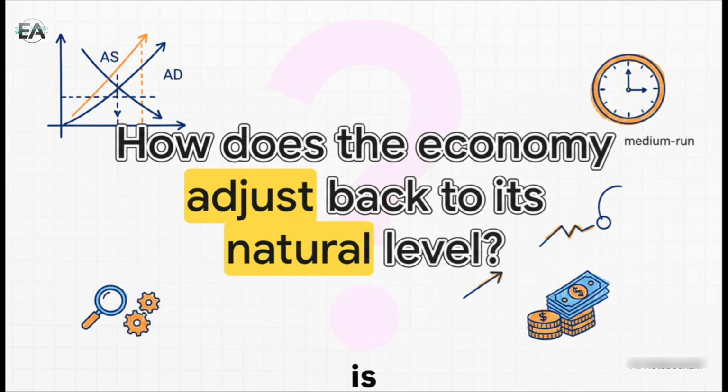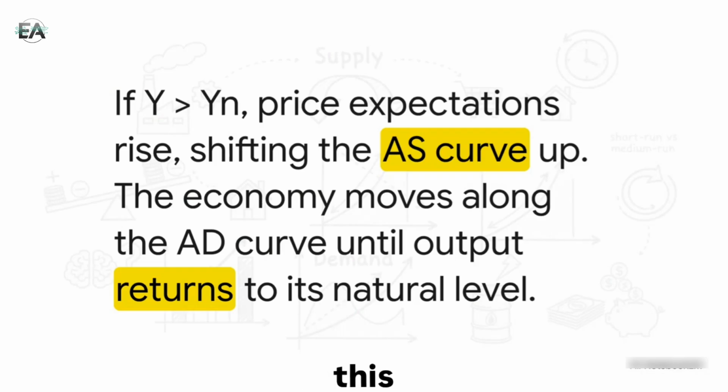Well, this brings us to what is maybe the most powerful feature of this whole model: its built-in automatic adjustment mechanism. See, the economy has this incredible way of correcting itself. When it's overheating like this, prices end up rising faster than people expected. So what happens? People adjust their expectations for the future.